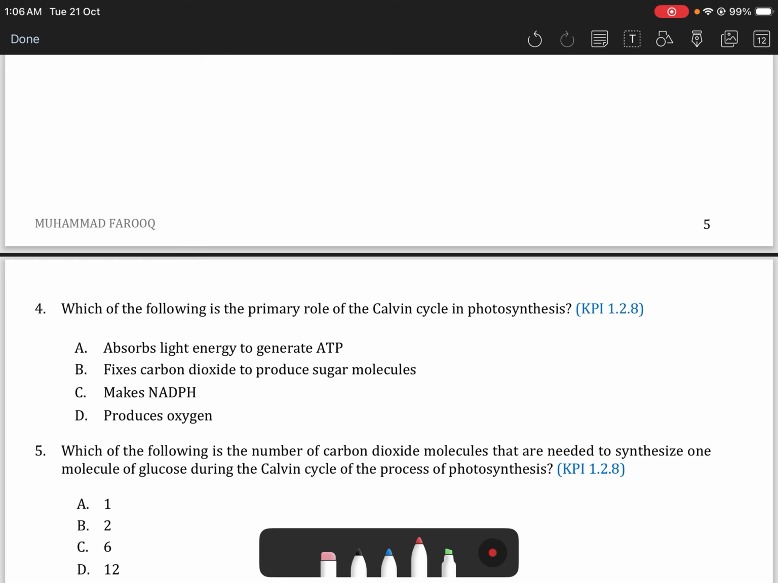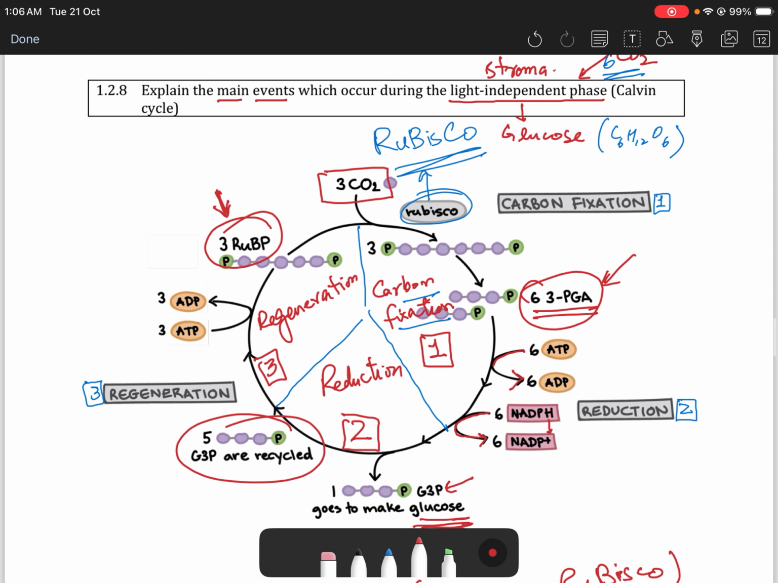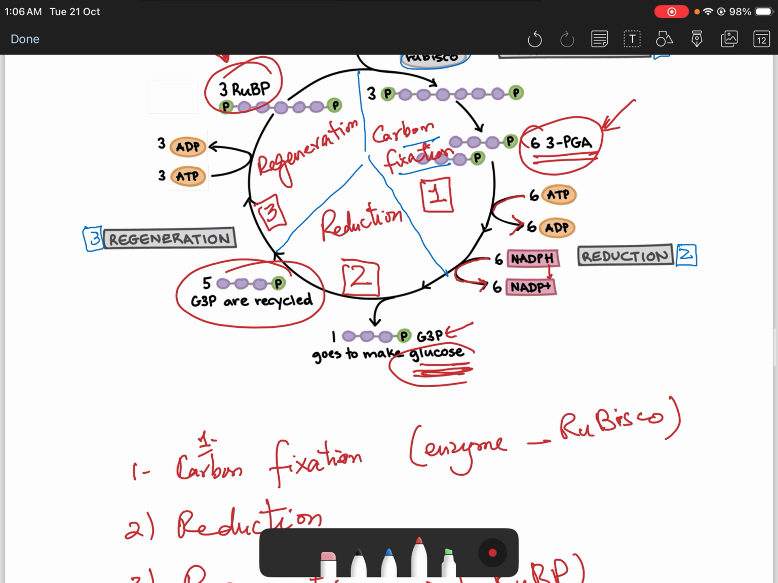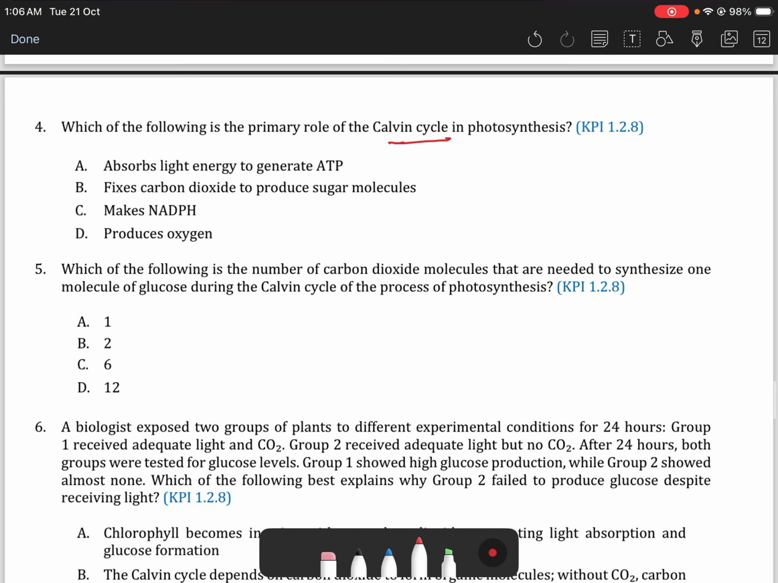Now moving to the next one: what is the primary role of the Calvin cycle? I just told you the role of the Calvin cycle, without looking over there. So CO2 is being fixed. And what do you produce? What is the main ultimate aim? It is glucose. So, absorbs light energy? No, of course, it's a light independent reaction. Fixes CO2 to produce glucose molecule? Yes. Makes NADPH? No, it uses NADPH. And produces oxygen? No, because it produces glucose.